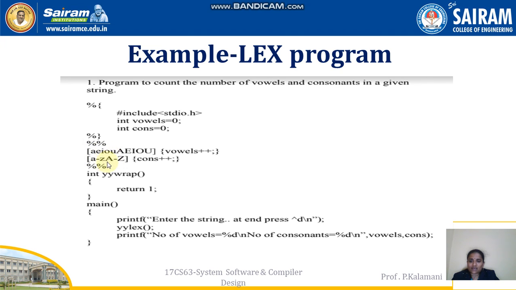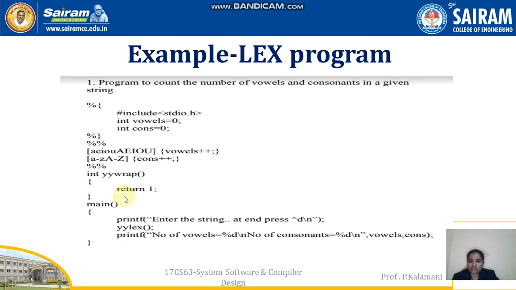Then after that we have the translation rules part, which should be given within percentage and percentage. Within that, while reading the string, if any character matches A, E, I, O, U, that will be a vowel, so the vowel count will be incremented. This is the pattern, this is the action. If it is not matching this, and any other letter is matching, that means it is a consonant, so the consonant count will be incremented.